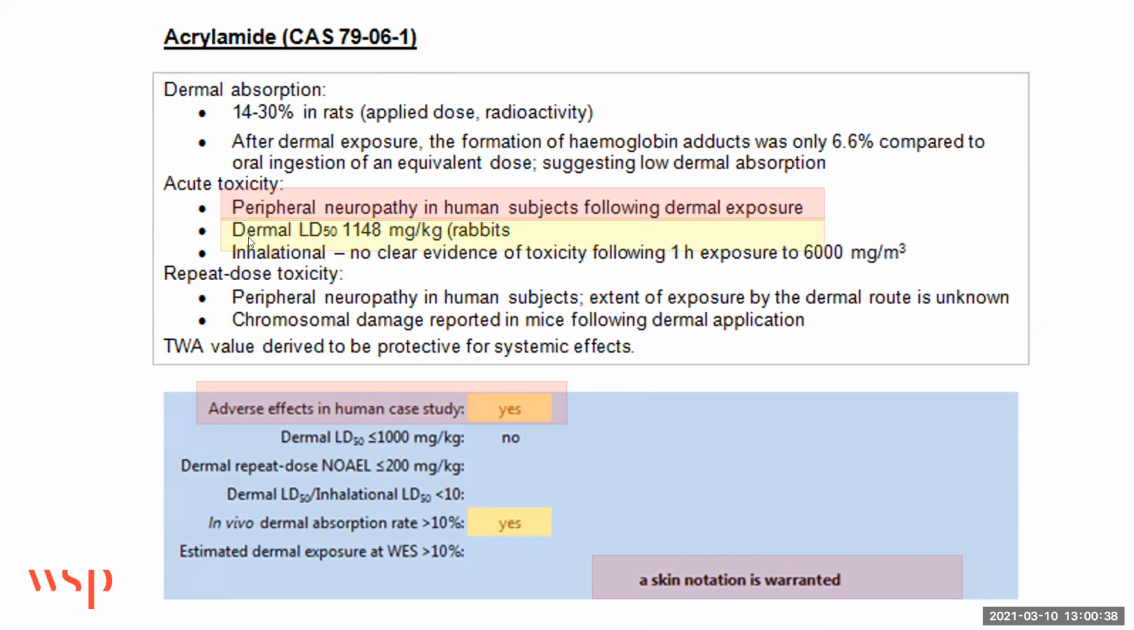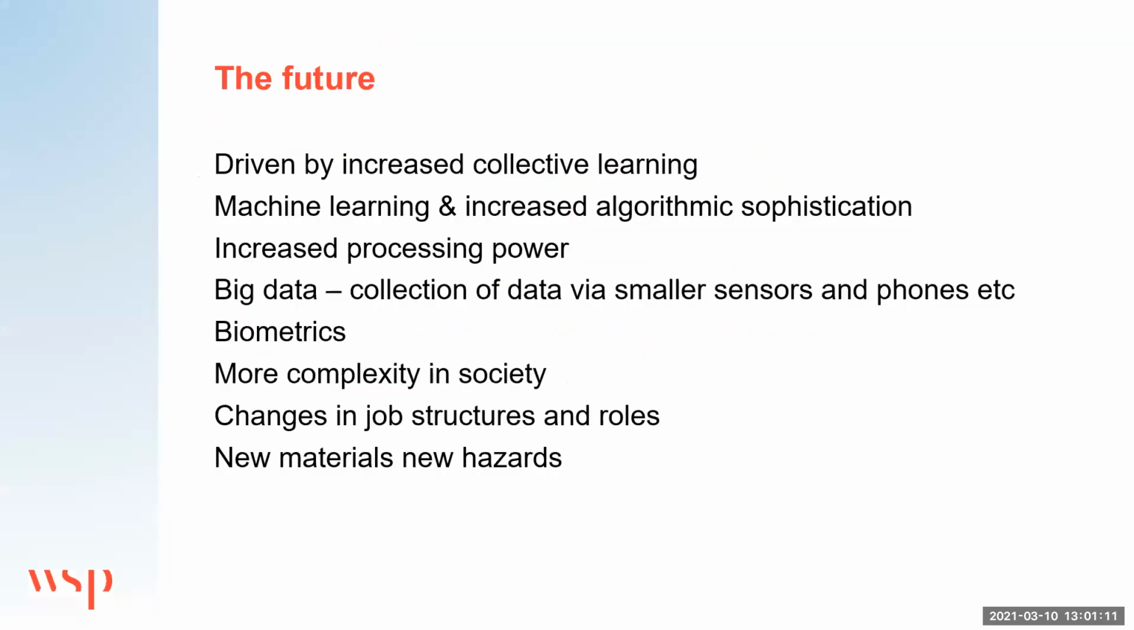Here's some in vivo data. Your single exposure study, an LD50, as mentioned before, was 1,148 milligrams per kilogram in rabbits. We popped that into the spreadsheet. It was more than 1,000, which is the criterion, the cutoff point, which means no. And there's also some dermal absorption rates there, 30 to 40%, which was in rats, and that would be dropped in there. But regardless, because of the human evidence, a skin notation was warranted.